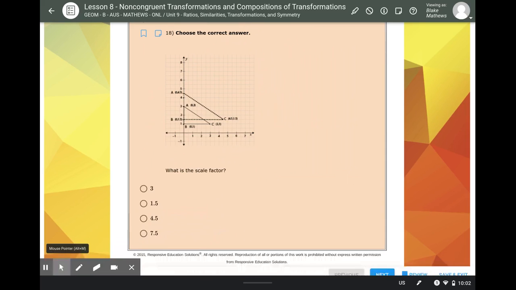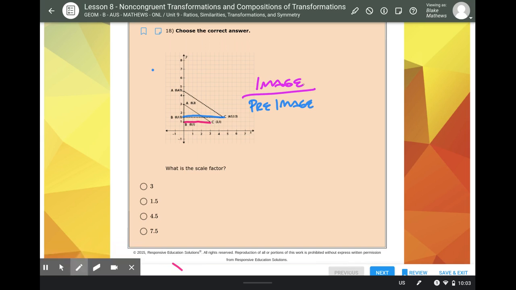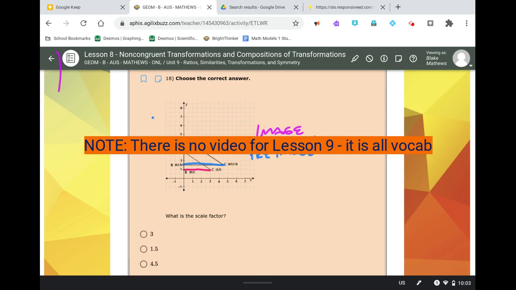Lastly, number 18, what's the scale factor? Pick any lengths that you want. I would suggest just using BC maybe. How long is that length? And then how long is this length? And then do the image divided by the pre-image. So again, pre-image is in blue, and then the image is in pink or purple, whatever that is. So image divided by pre-image. That's pretty much it.